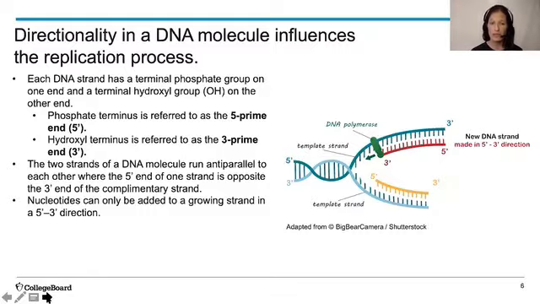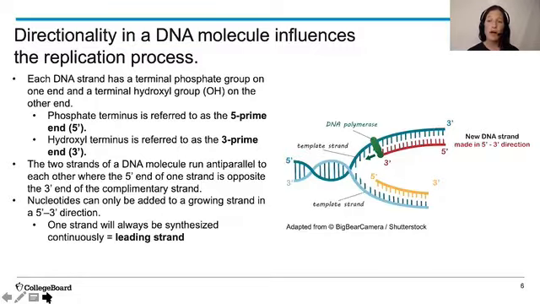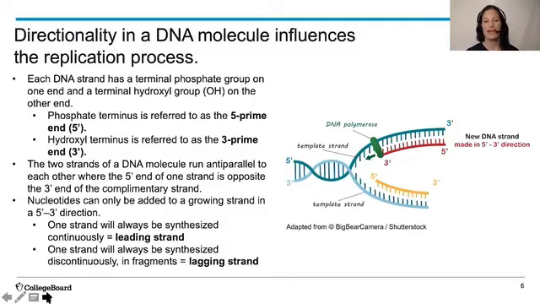As we're replicating and making a new strand of DNA, nucleotides can only be added in the 5' to 3' direction. What this means is that one strand is always going to be made continuously in one long strand. We call that one the leading strand. The other one is going to be synthesized discontinuously, meaning in little fragments, and that's called the lagging strand. So as we're synthesizing new strands of DNA, one of them is always going to be the leading strand, and the other one is the lagging strand.